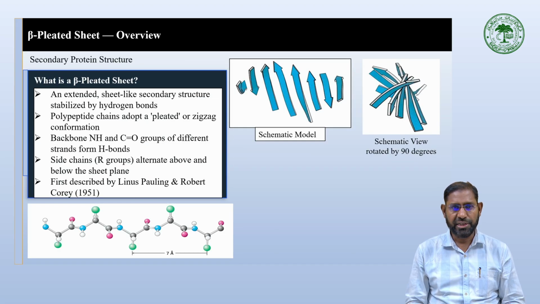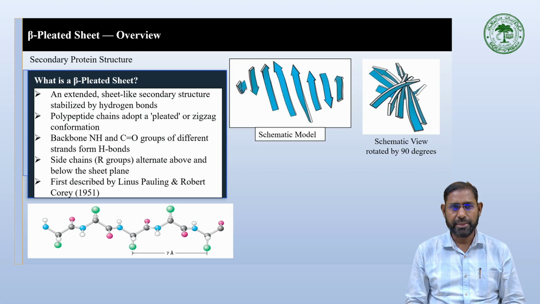The references for this lecture from biochemistry talk about Lippincott, and also Illustrated Biochemistry, Harper's Biochemistry, and also from Lehninger Biochemistry. Beta pleated sheet overview: it is a secondary protein structure.